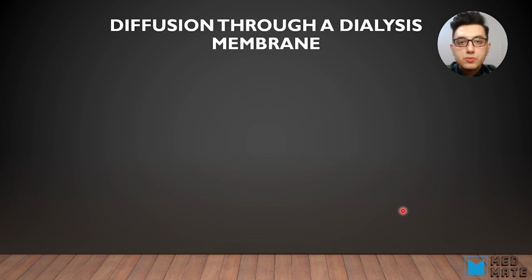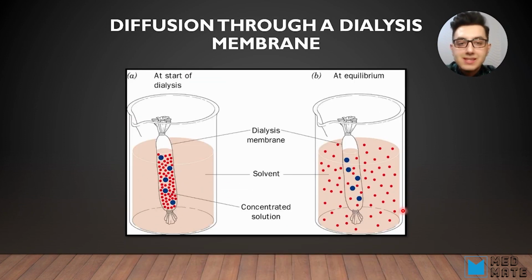Now, diffusion through a dialysis membrane is basically the same concept. Here you see we have this dish, and there is water in it, a sort of solvent, and we have this dialysis membrane, which works like a semi-permeable membrane. But this dialysis membrane is only permeable to these red molecules. Since their concentration is higher inside the dialysis membrane, they tend to move out to the solvent until they get into equilibrium.